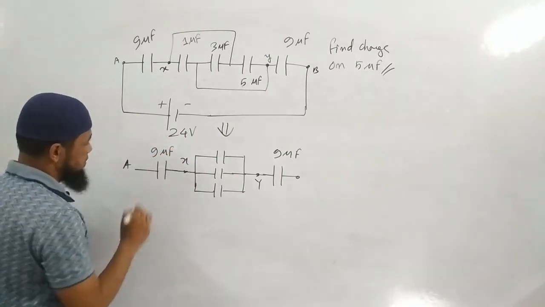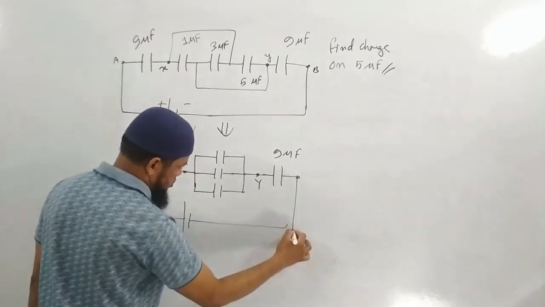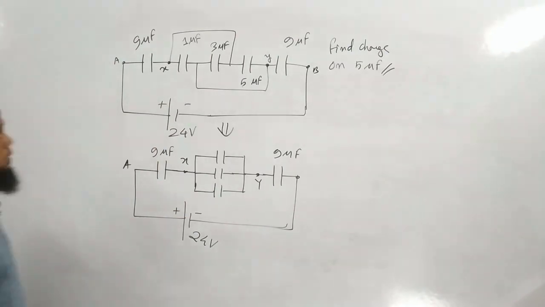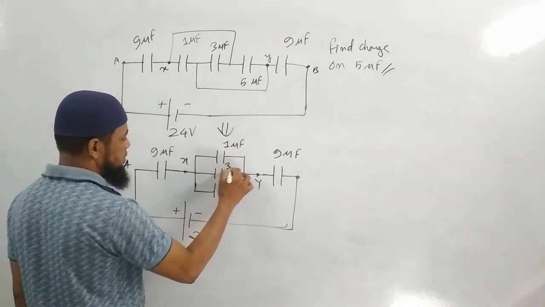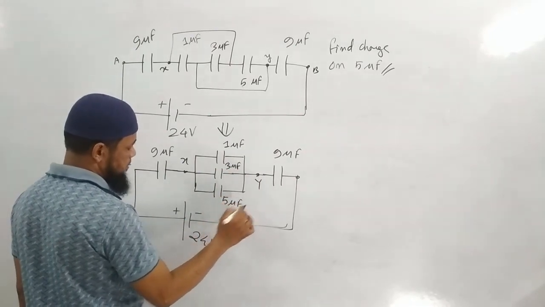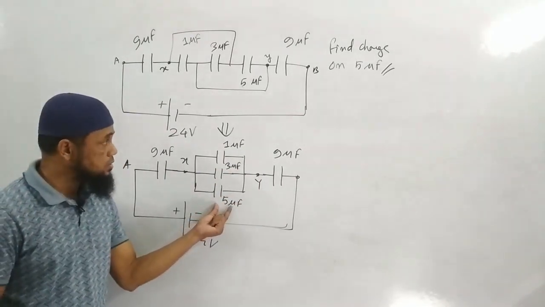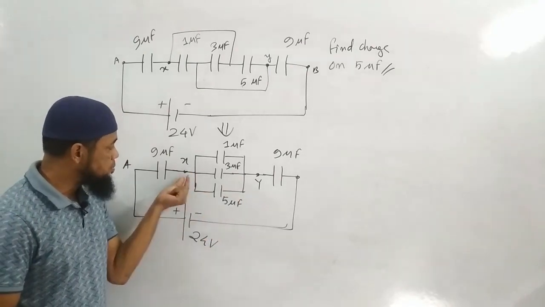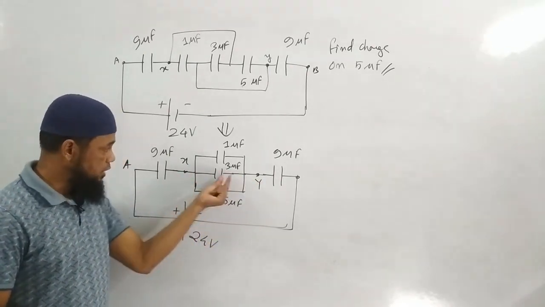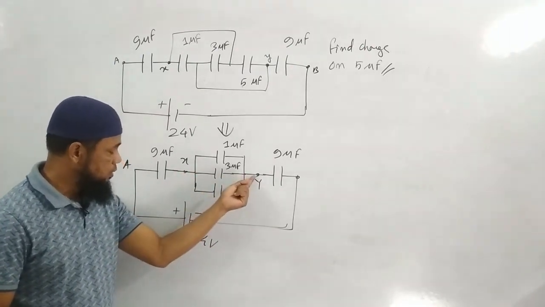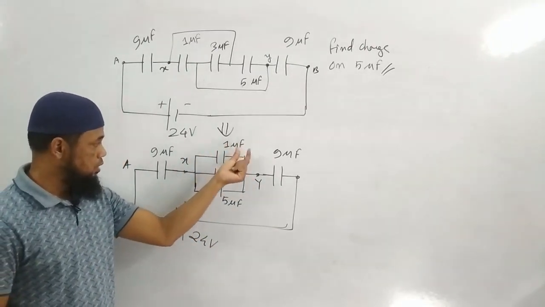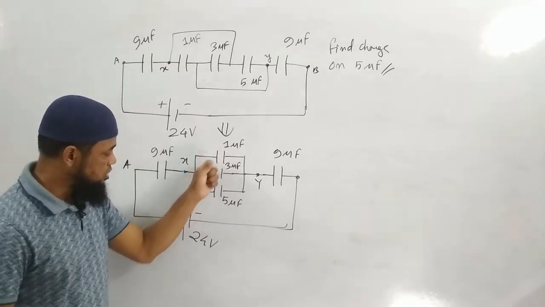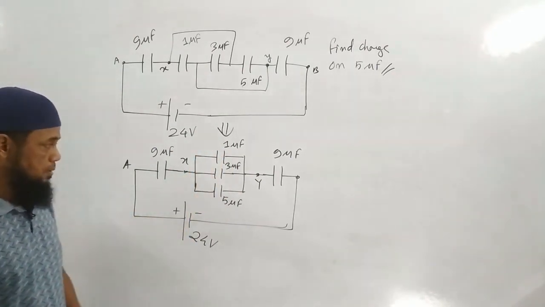This is 9 microfarad, and this is 24 volt. How quickly can you solve this circuit? This is 1 microfarad, 3 microfarad, 5 microfarad. We have to find the charge across the 5 microfarad, so we need the potential difference across it. Potential difference across 5, across 3, and across 1 all mean the potential difference between X and Y. These three are connected in parallel, so the potential difference across each is going to be the same.